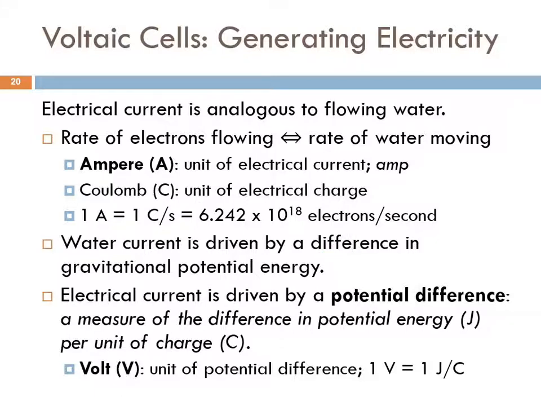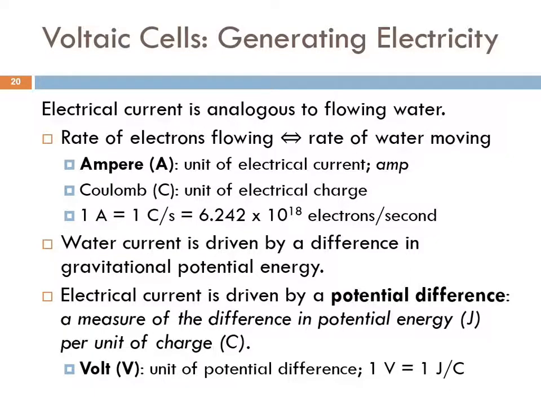Water current is driven by a difference in gravitational potential energy. Water runs from something higher to something lower. And the steeper the grade, the faster the water runs, right? Well, electrical current is driven by a potential difference.